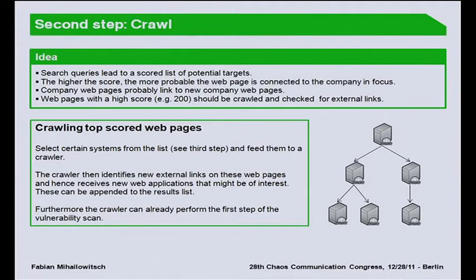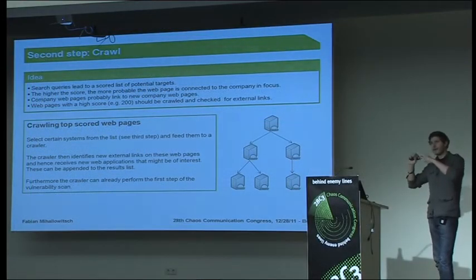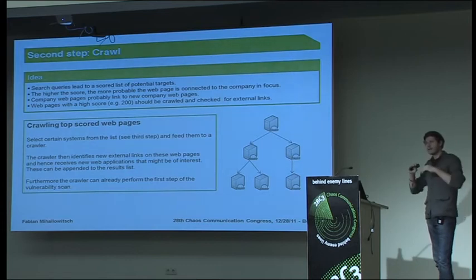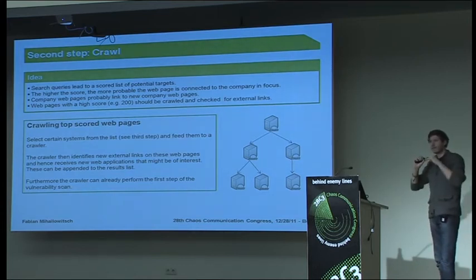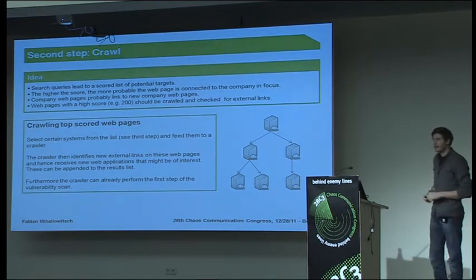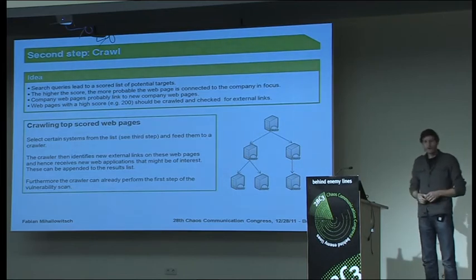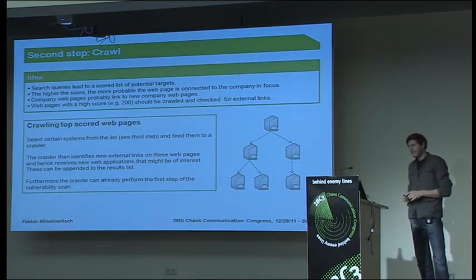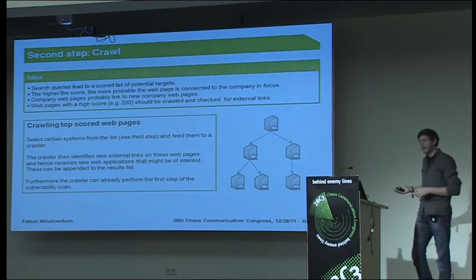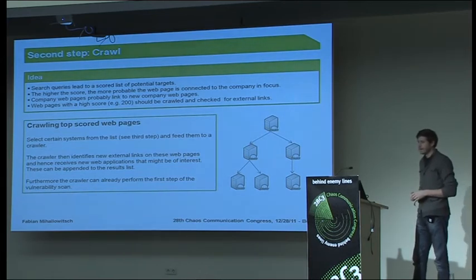The next step is, now we have a scored list with the search results, and we can assume that, hopefully if the stuff works, in front of the list we will have web pages linked to the company. And web pages that are connected to a company probably contain external links to new company web pages. So what we can do right now is take our result set, the top of the list, and just crawl it. That way we will be able to identify new web pages, and we can just append them to the list as well.